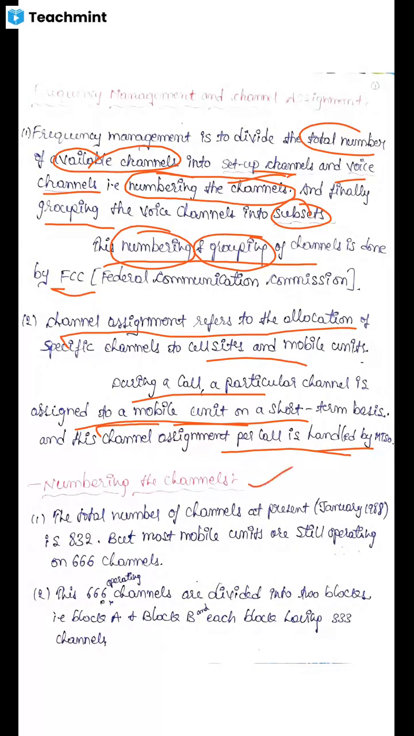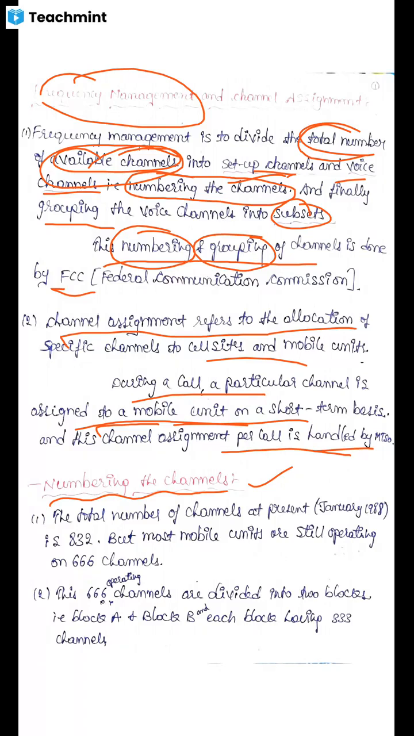Now we are coming to the main part, that is numbering the channels. Initially, when we started this topic of frequency management, the first step we discussed is to number the total number of available channels. So I am coming to the first step, numbering the channels. How many available channels are there?